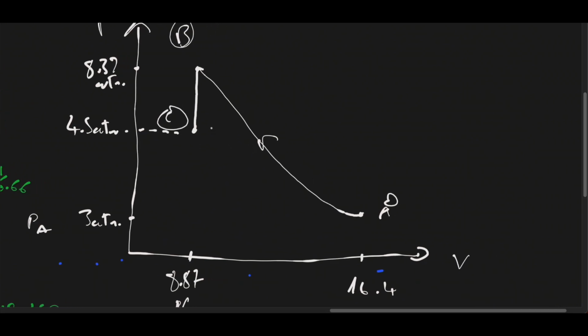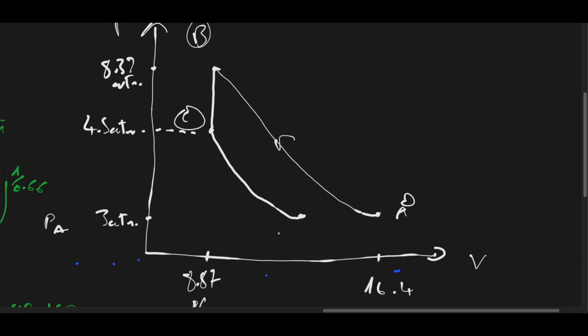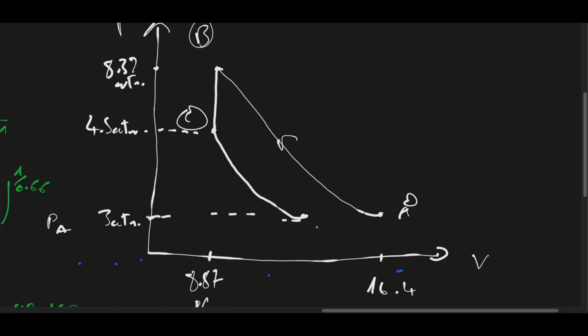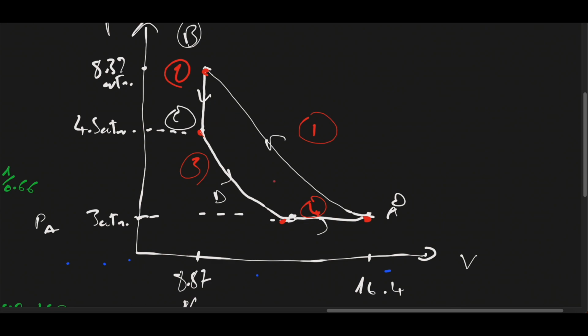Here we have C, and from C it will undergo isothermal change to a state D. In state D we have the same pressure as A. Here we have D, and it will return to the initial state through isobaric change. So we have A, B, C, and D. So first step, second, third, and fourth. Here is the thermodynamic cycle of this perfect gas through the 4 steps.